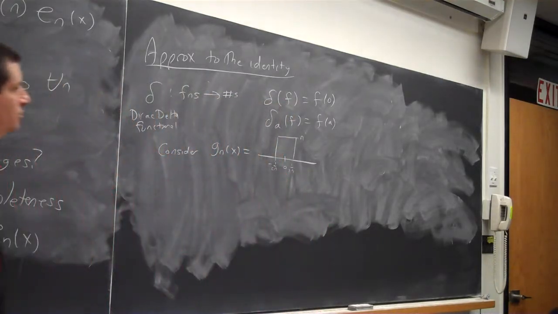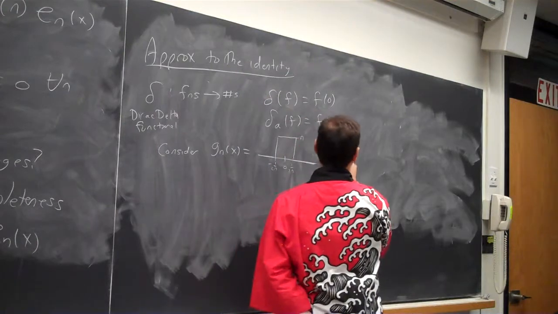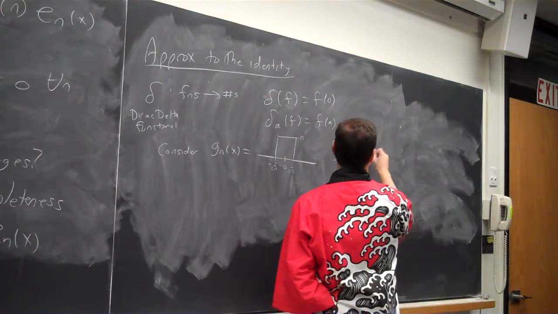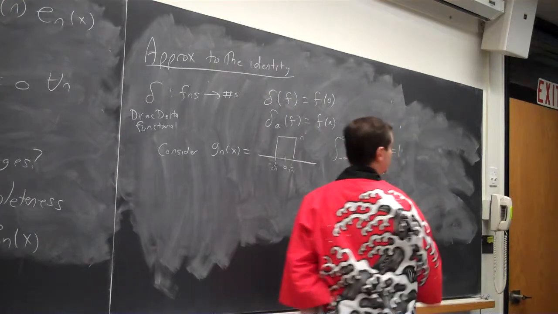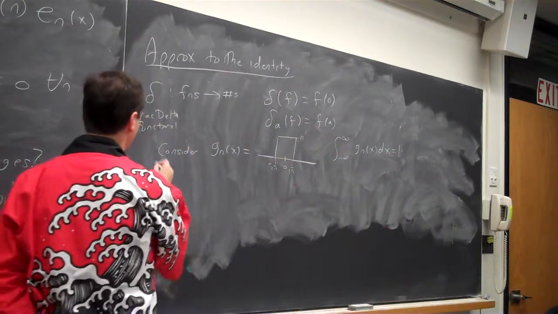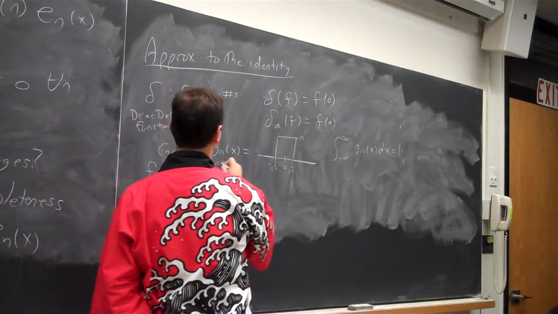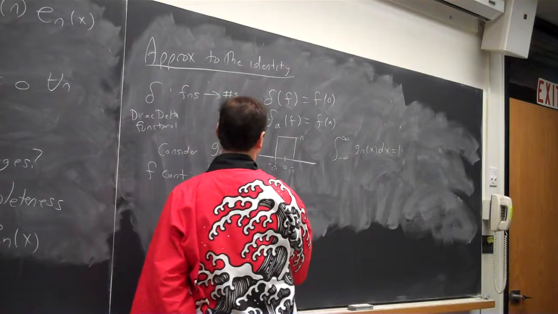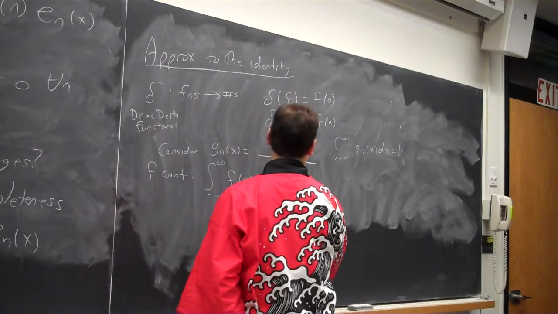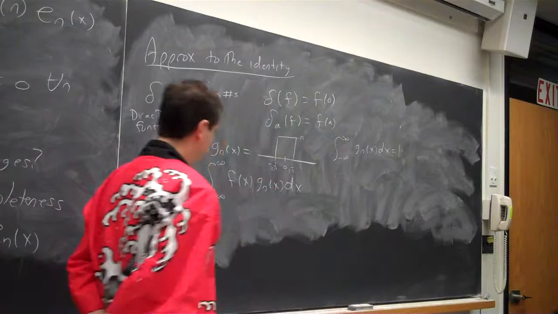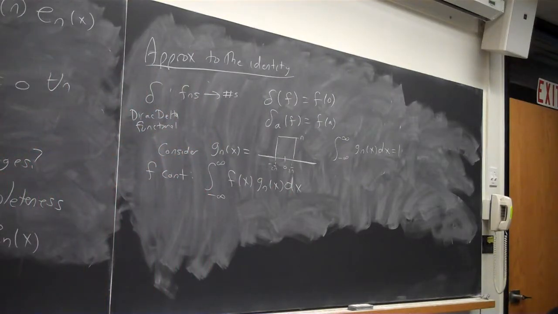So what's the area under this curve? The area under this curve is 1. So the integral from minus infinity to infinity of g_n of x dx is just 1. Let's assume f is continuous. And let's look at the integral from minus infinity to infinity of f of x times g_n of x. I really only have to integrate from minus 1 over 2n to 1 over 2n, because g_n is 0 everywhere else.